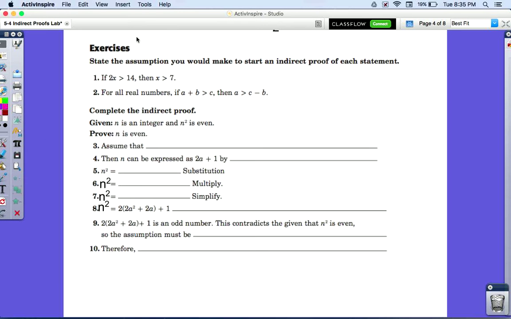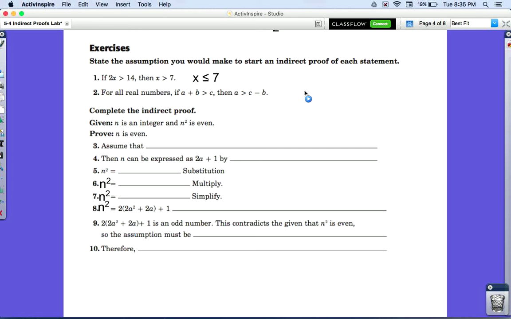Alright, so these are some exercises that we're going to go through together, and hopefully you will understand those. First off, for number 1 and 2, they ask you to state the assumption that you would make to start an indirect proof for each statement. So we're just looking for your contradiction, your step 1. For the first one, if 2x is greater than 14, then x is greater than 7. The opposite of x being greater than 7 is for x to be less than or equal to 7.